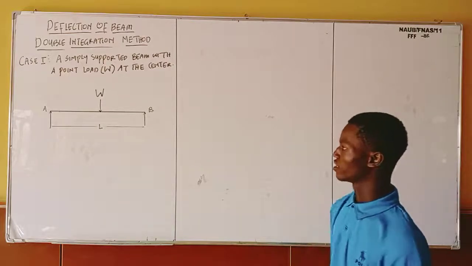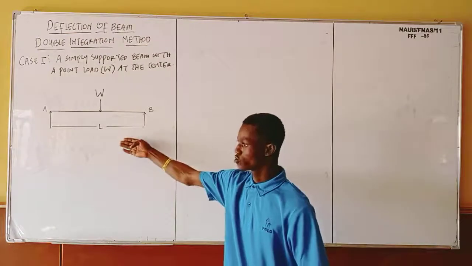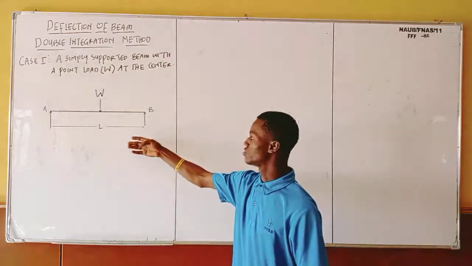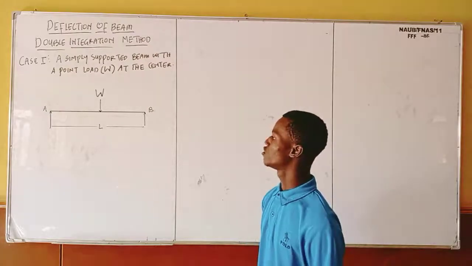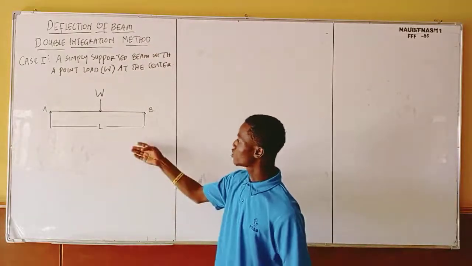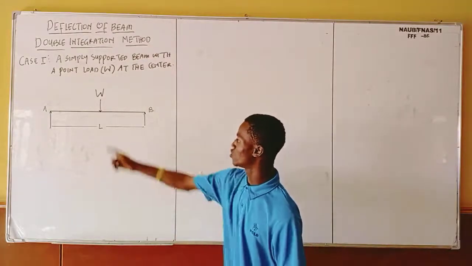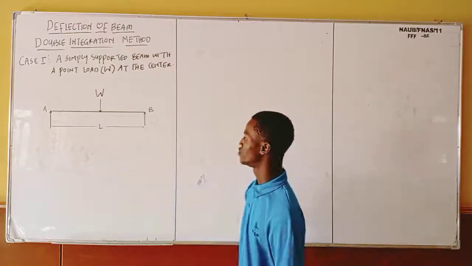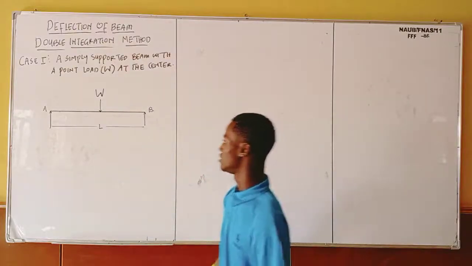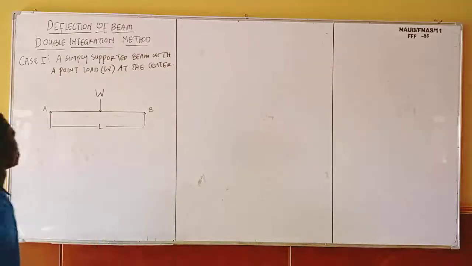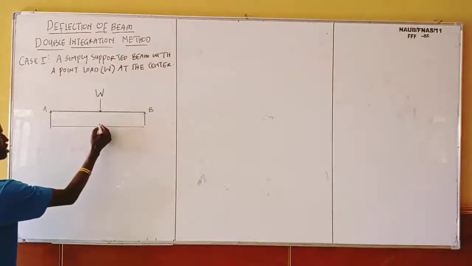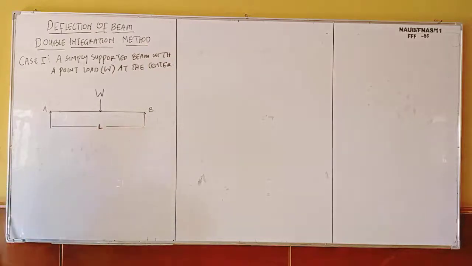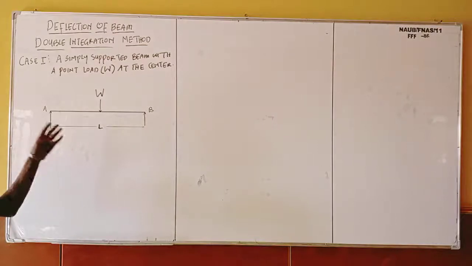If you look at the diagram, you can see that this is a simply supported beam. I've already explained what a simply supported beam is, and the different types of beam, in our previous video. But in this case, we have a simply supported beam with W at the middle of the beam. The beam has length L. That is the length of our beam. So in this case, we want to calculate the deflection for this beam.